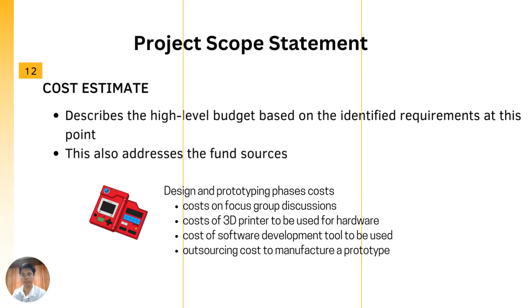12th step is the cost estimate. This section will describe the budget based on the requirements available at this point, and thus will also produce a high-level estimate. As with the initial WBS, cost estimates will often be quite broad regarding the amount of the budget for different aspects of the project, such as equipment, labor, facilities, technology, and so on.